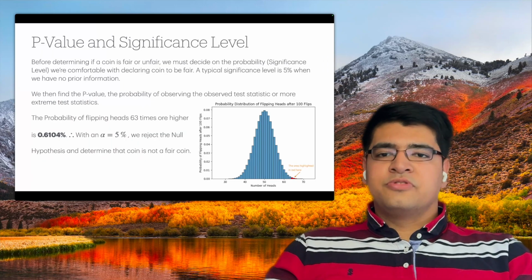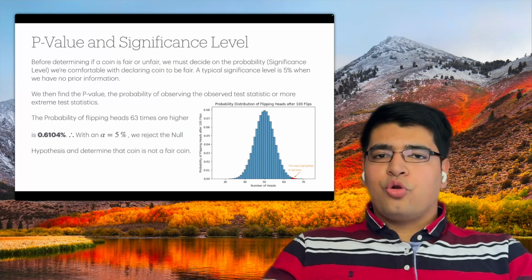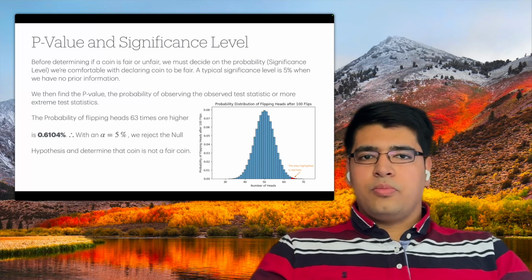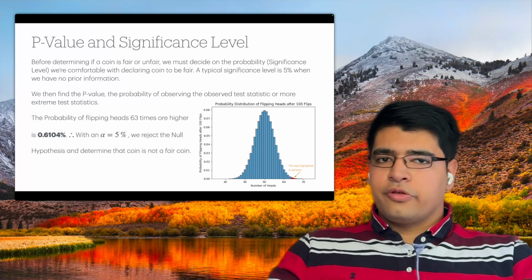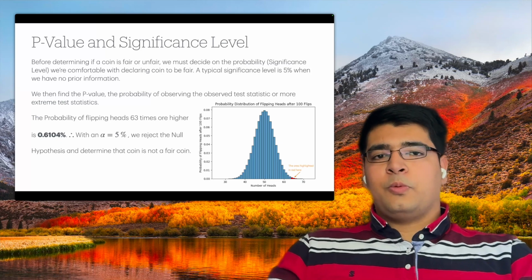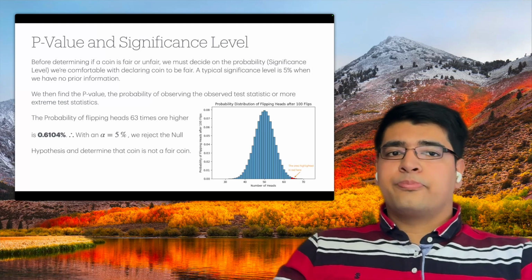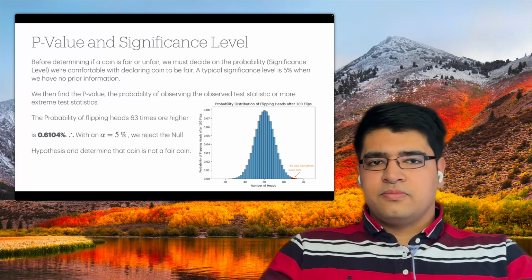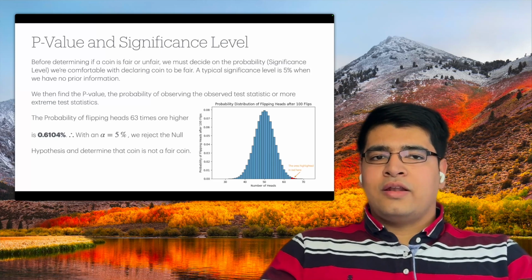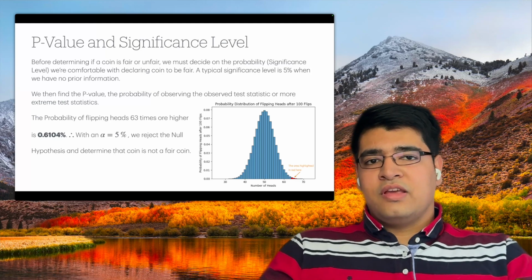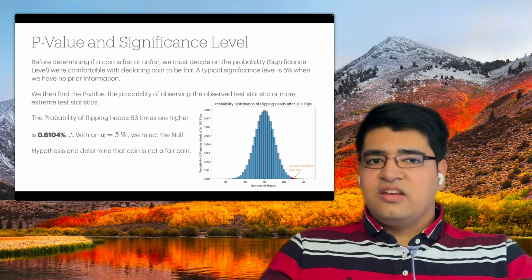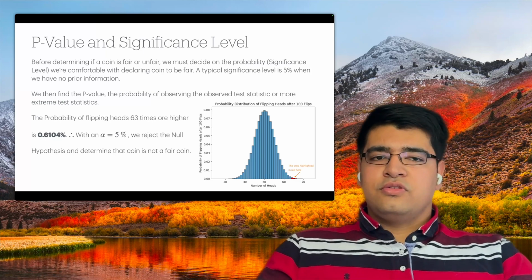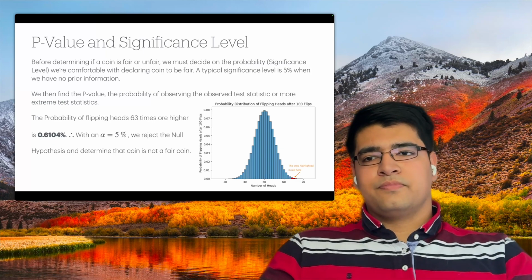After we have our observed test statistic and the empirical distribution, can we determine whether the coin is fair or unfair? No. We have to decide beforehand what probability, the significance level, to use to reject the null hypothesis, to say the coin is not a fair coin. 5% is the typical significance level that is used, and that is what I'm using.